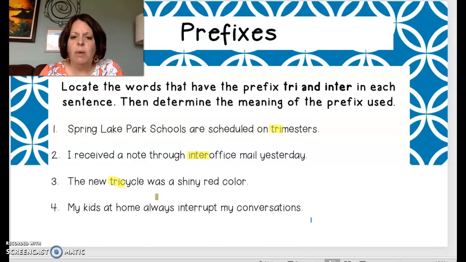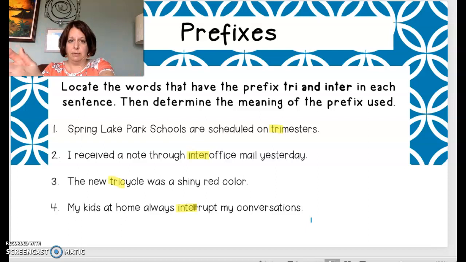My kids at home always interrupt my conversations. And unfortunately, that's a true statement. But interrupt means to break in between two things. So, for instance, if I'm talking with my husband, we're having a conversation, and a kid comes in and interrupts, they're breaking the conversation. Do we see that? So that's what interrupt is.